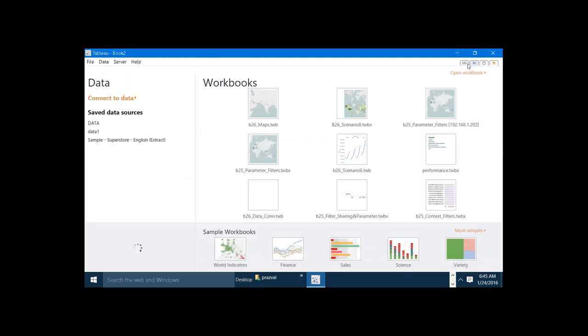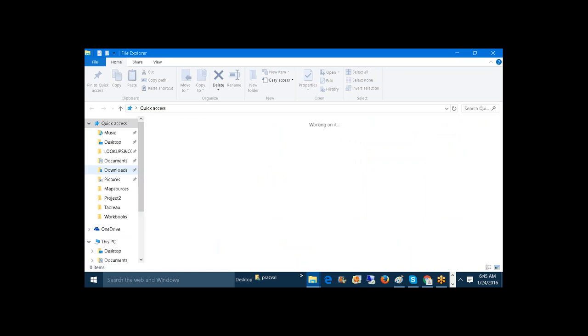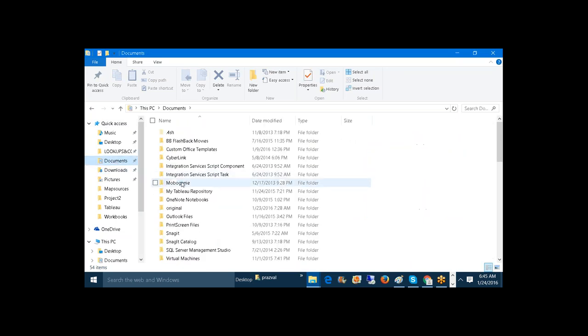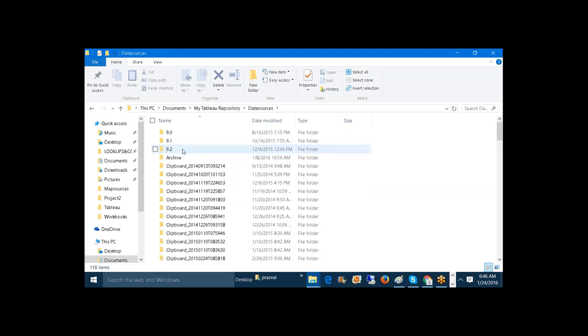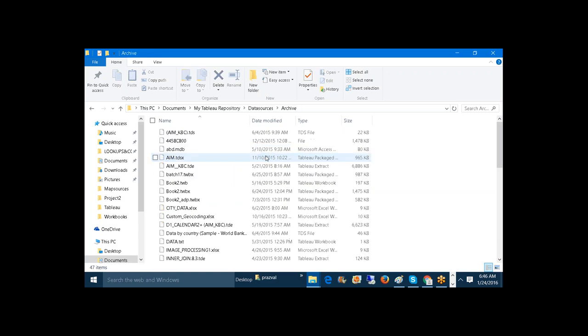If we install Tableau Desktop and open it, on the start page we can see one data source, Superstore. The Superstore is located in the Tableau repository. If we install Tableau Desktop, it creates one folder known as the Tableau repository. In the Tableau repository, the complete information is stored in the form of folders. Here we have one folder known as data sources.